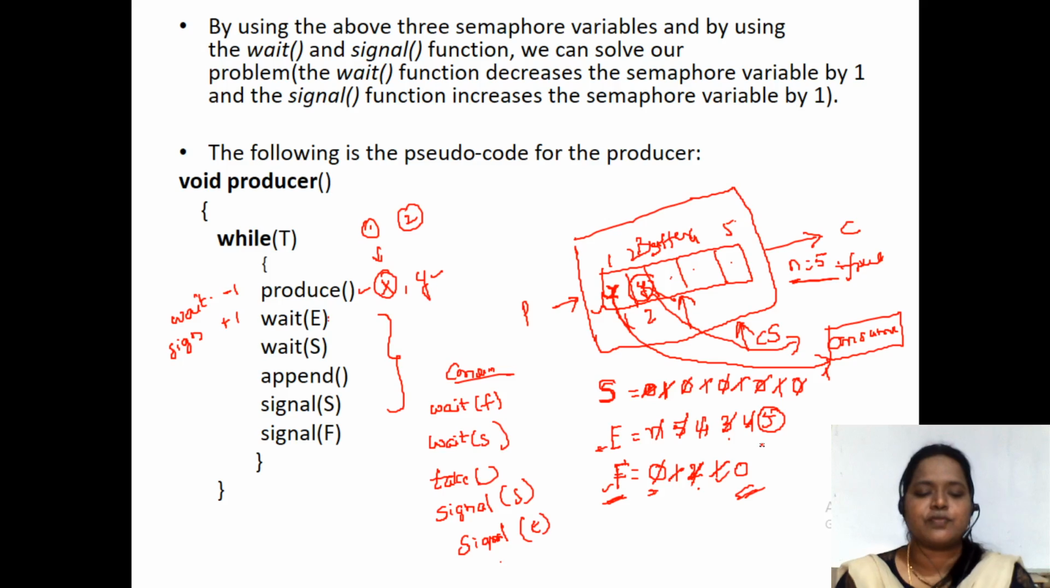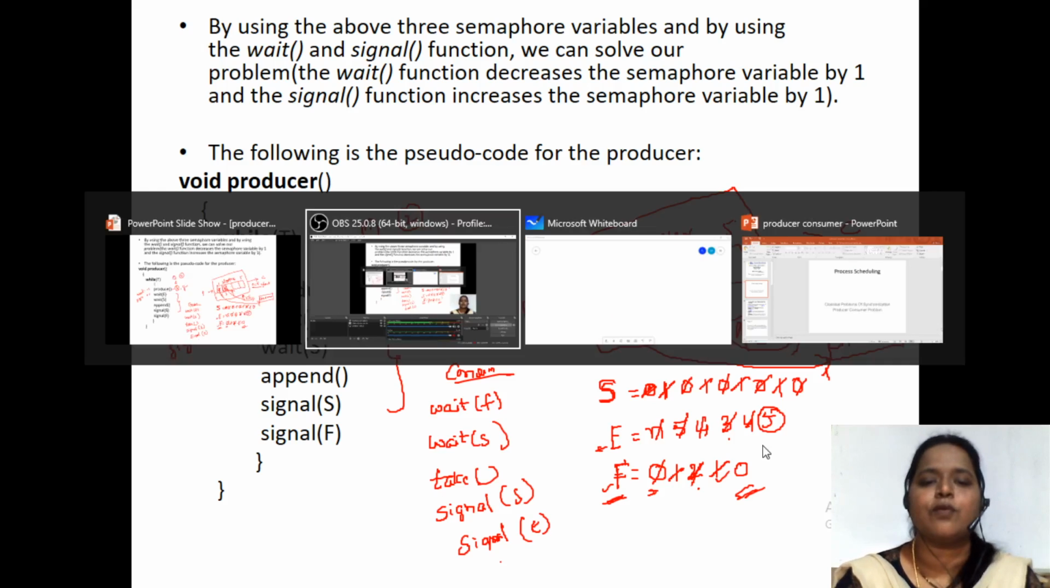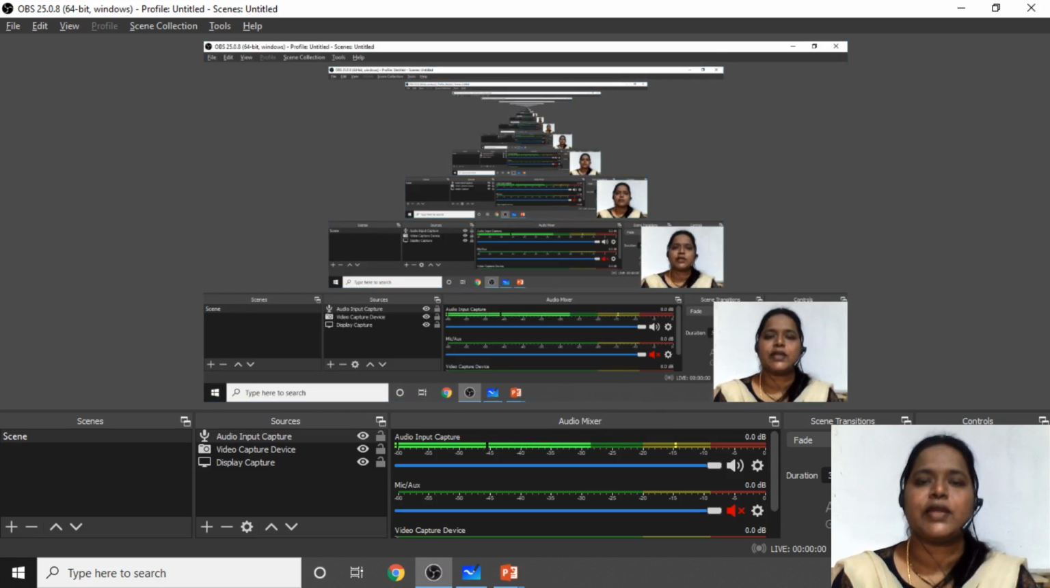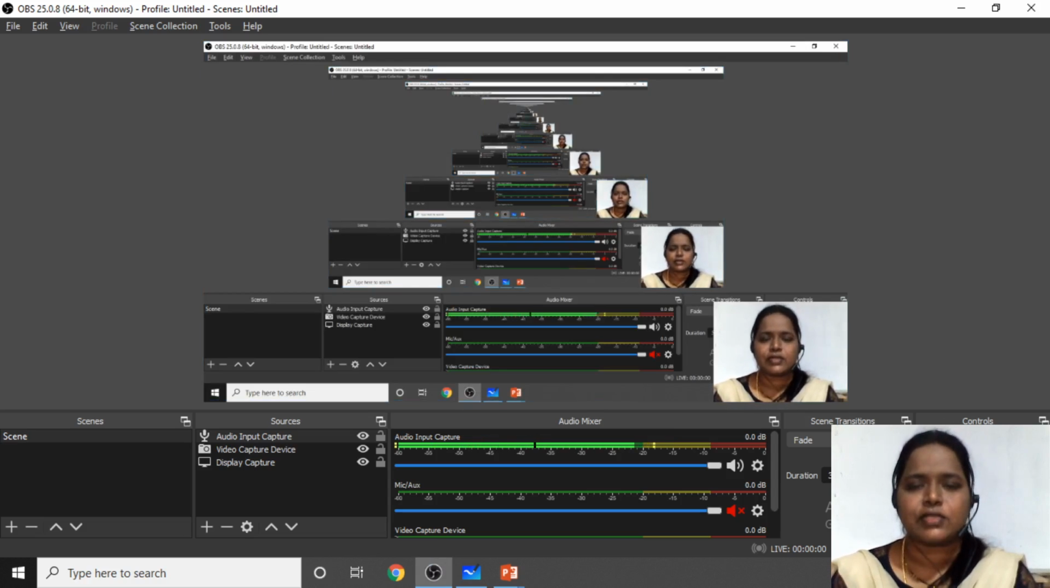So by making use of these 3 semaphores, we are going to have the processes synchronized among themselves. So no clashes, no race condition, and no deadlocks will be there by making use of these 3 semaphores. So this is how we include the semaphores concept in the producer consumer problem. Just listen once or twice so that you will have a clear idea of what's happening in the producer consumer problem.